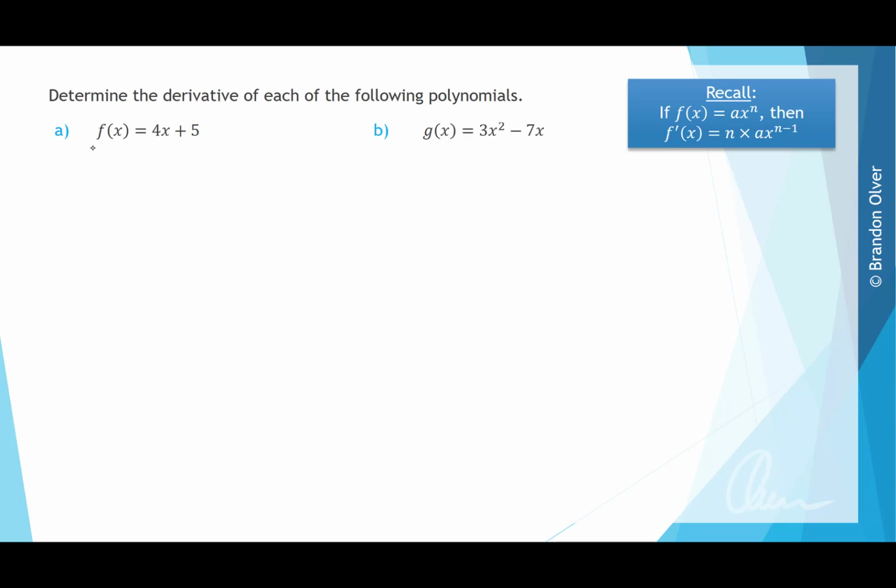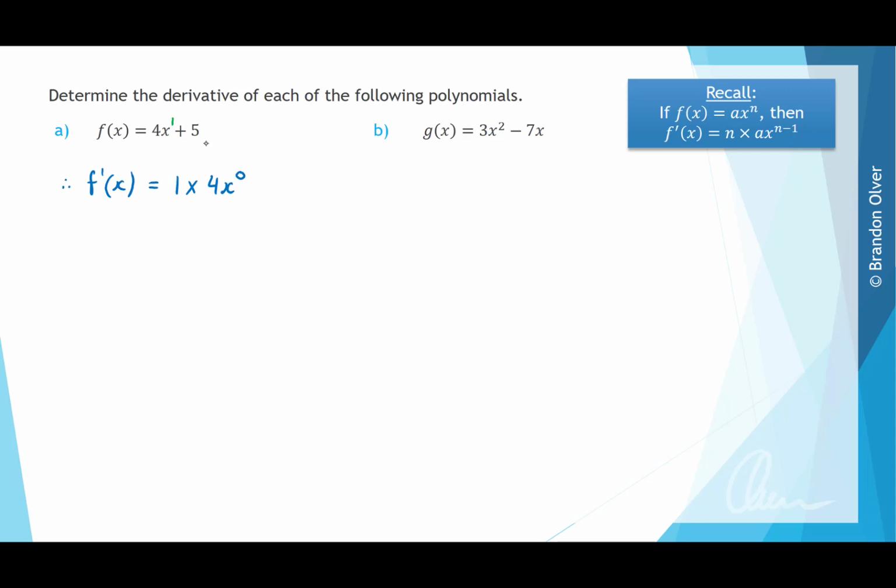So for part A, we have f of x equals 4x plus 5, where this x would technically have a power of 1 on it. So that means that our derivative, f dashed of x, is equal to, we look at the power, multiply by 1, and then we have 4x, and then we subtract 1 off the power, so that will give us x to the power of 0.